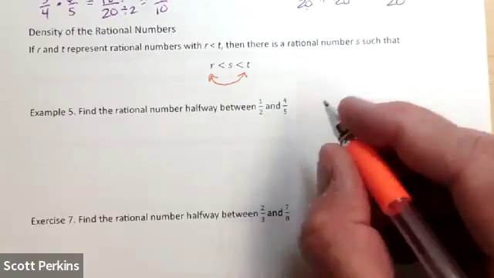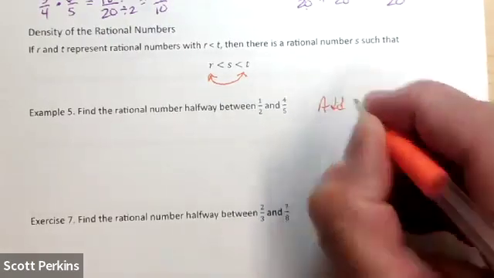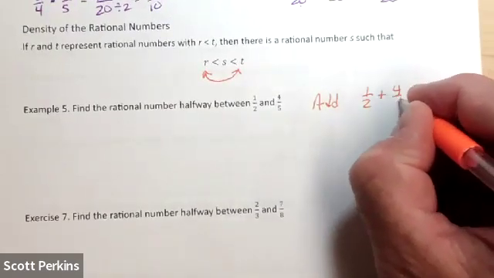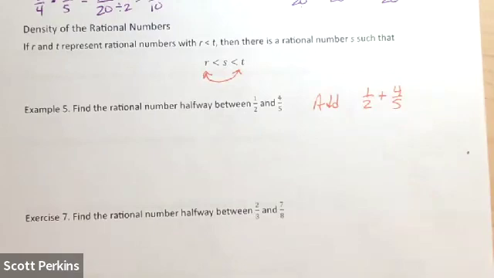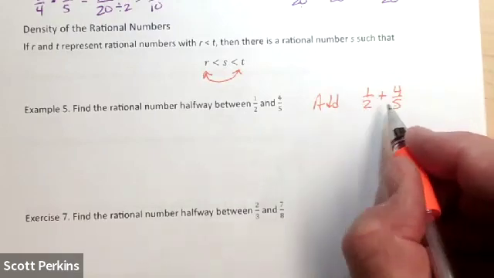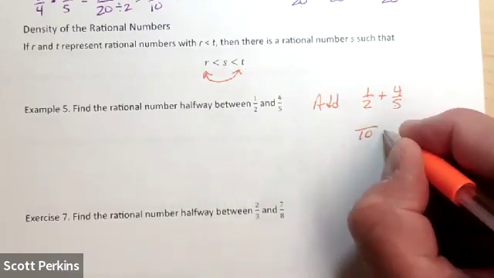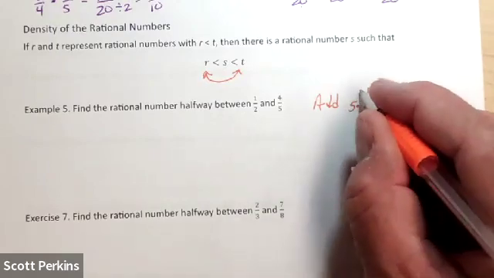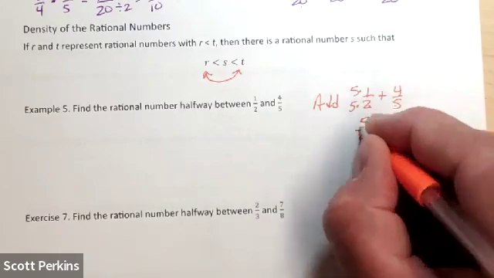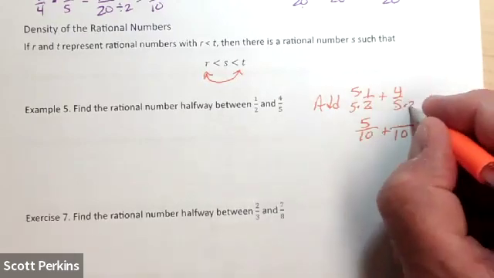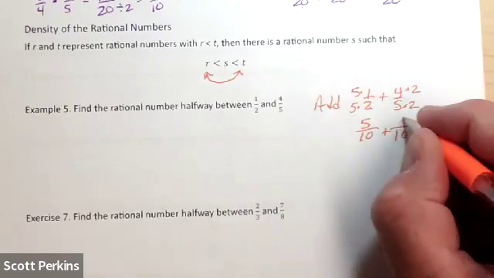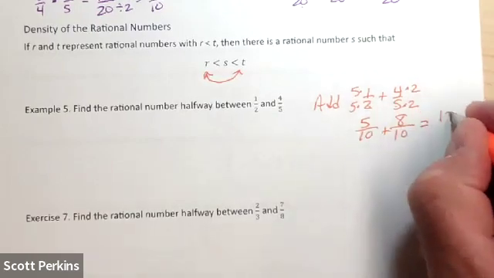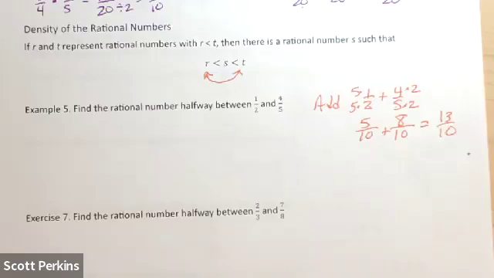So let's add up. First thing we're going to do is add. So we're going to take 1/2 plus 4/5. Common denominator here is 10. 2 times 5 is 10. So in the top, 1 times 5 is 5. 5 times 2 is 10. So in the top, 4 times 2 is 8. And 5/10 plus 8/10 is 13/10.